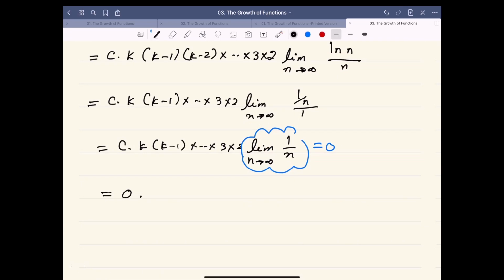And here we can write as a conclusion that log base 2 of n to the power k belongs to big O of n. So as a result, if we have a log of n to any power, then it is always part of big O of n.